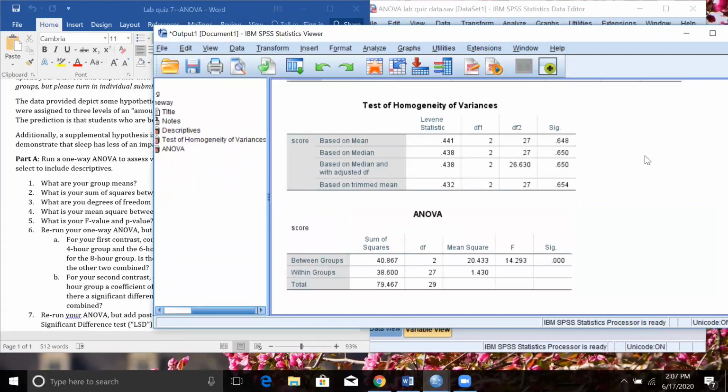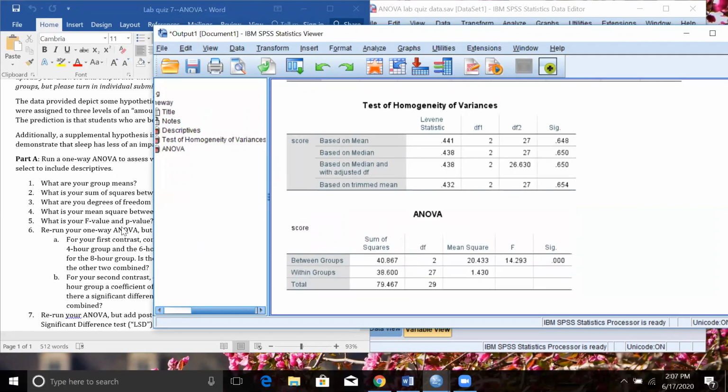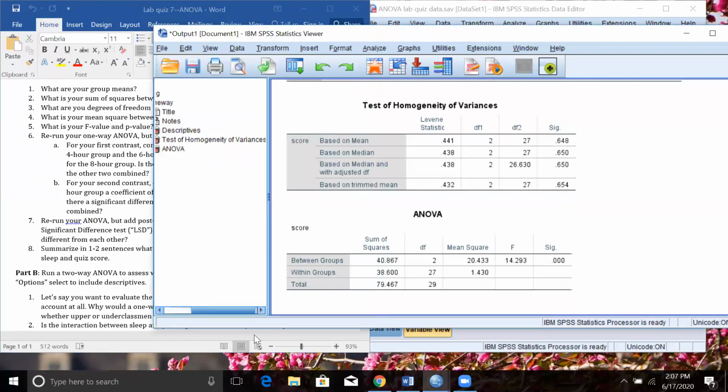So for the group means, right, you would pull those out of this descriptives box up here. So again, don't just screenshot that for me. I know you can screenshot. Make sure that you're showing me that you know how to pull out the numerical information that's being requested. Then for the actual output, you need to pull out of your ANOVA summary box. So what is your sum of squares between, sum of squares within, and sum of squares total? The ANOVA summary box is laid out very simply. So the sum of squares between groups, right, that's 40.867. Within is 38.6. Sum of squares total, 79.467. So those are your answers for your sum of squares.